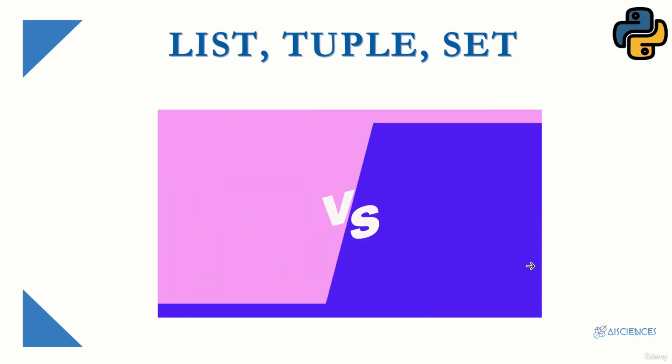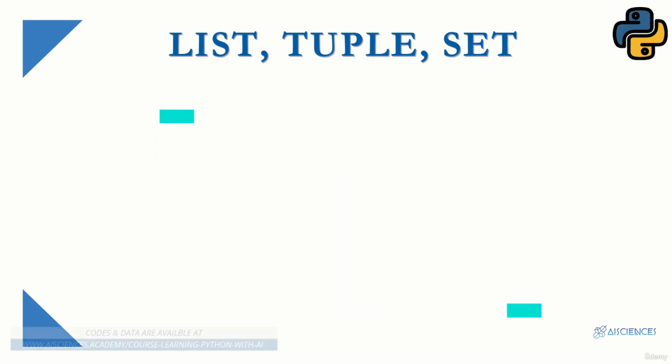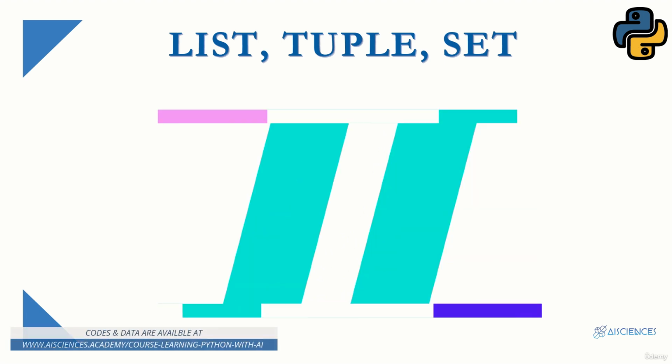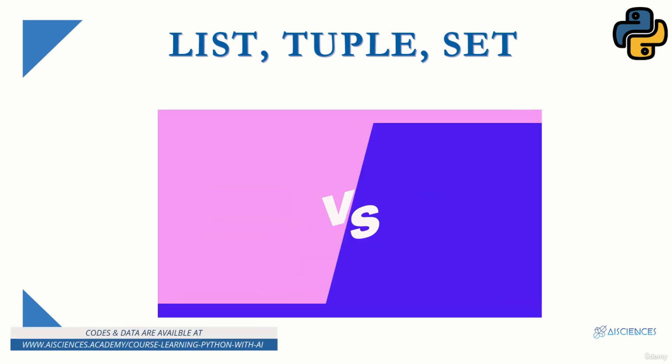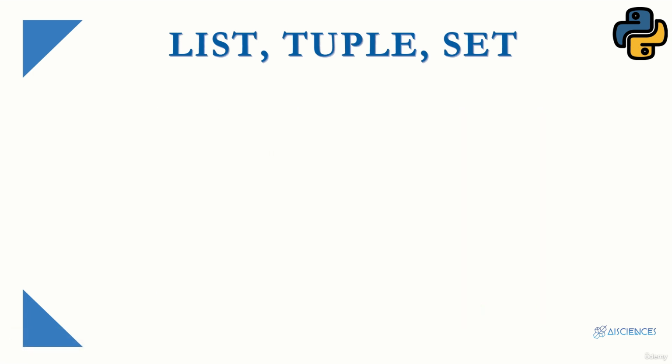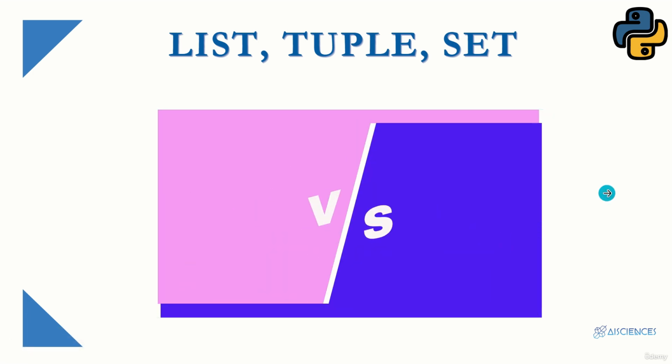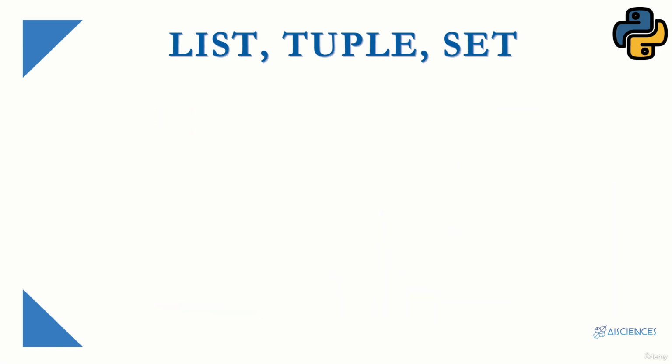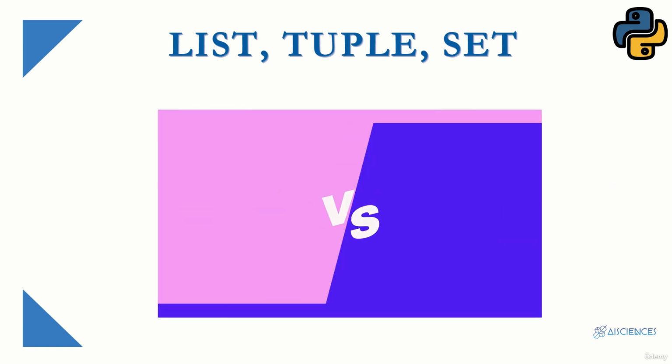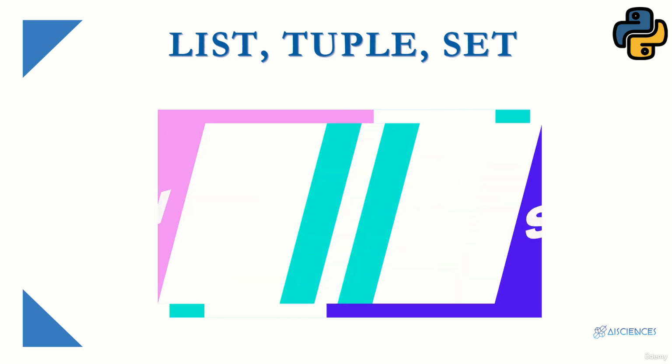Okay, to summarize the whole knowledge that we have discussed so far, the list, tuple, and set, let's summarize what we have learned and what are the differences between list, tuple, and set. The similarity is all the three data structures are used to store multiple types of values. We can access those values in some manners. So let's see what are the differences so that we can have an overall idea.